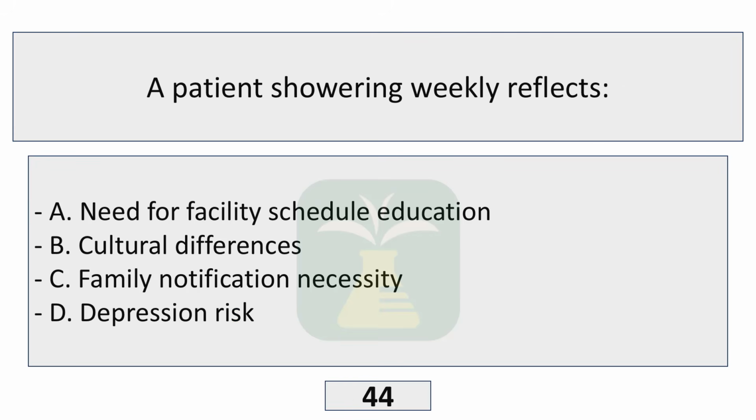A patient showering weekly reflects A. Need for facility's schedule education. B. Cultural differences. C. Family notification necessity. D. Depression risk. Correct answer: B. Cultural differences. Bathing frequency varies culturally. Respect preferences.